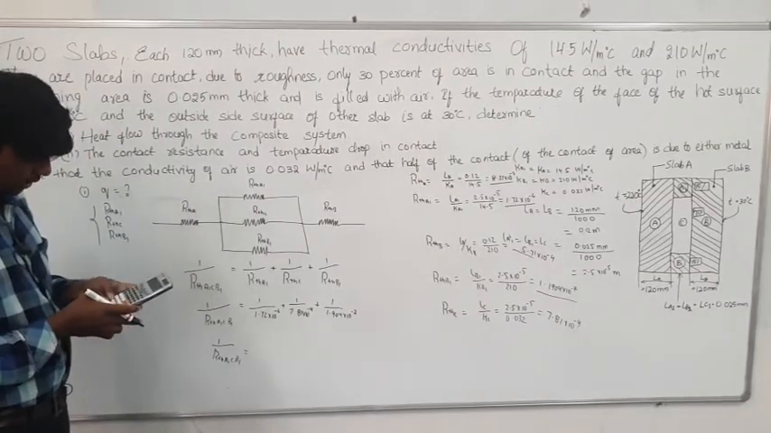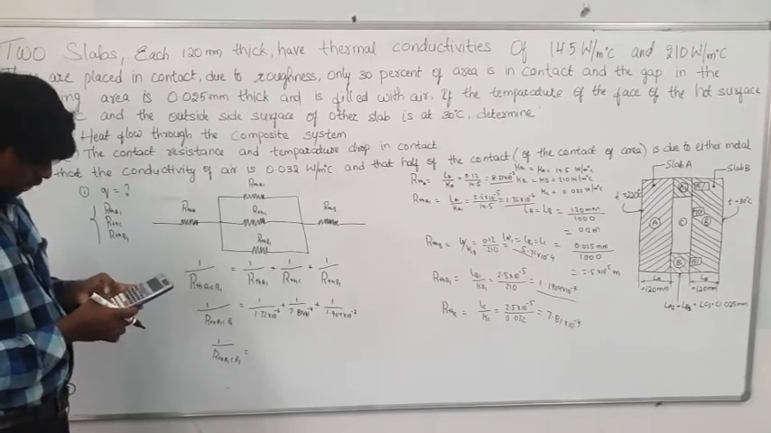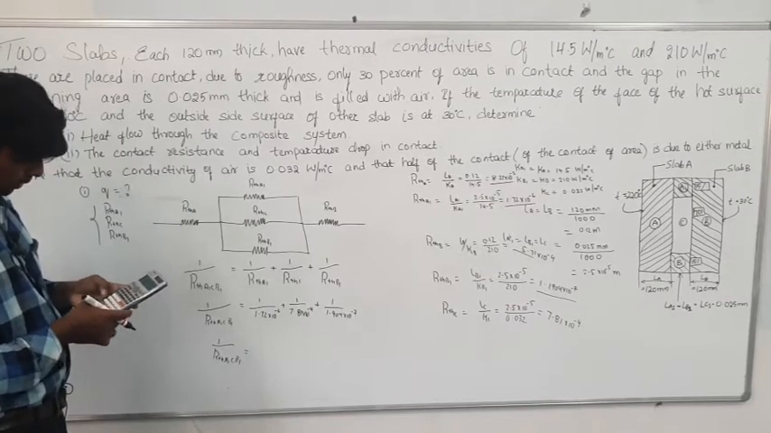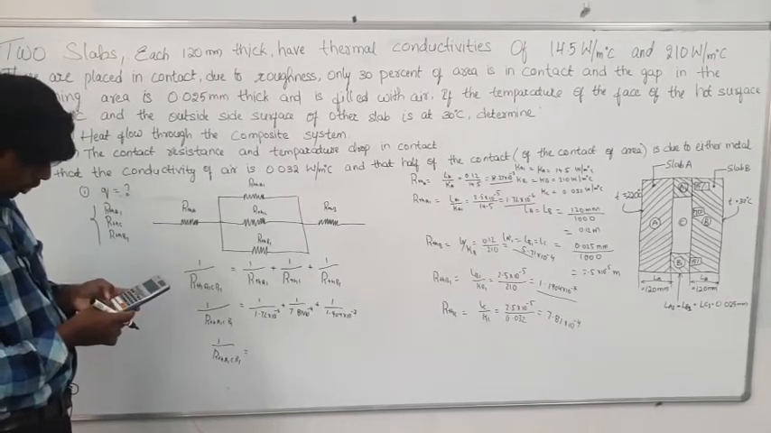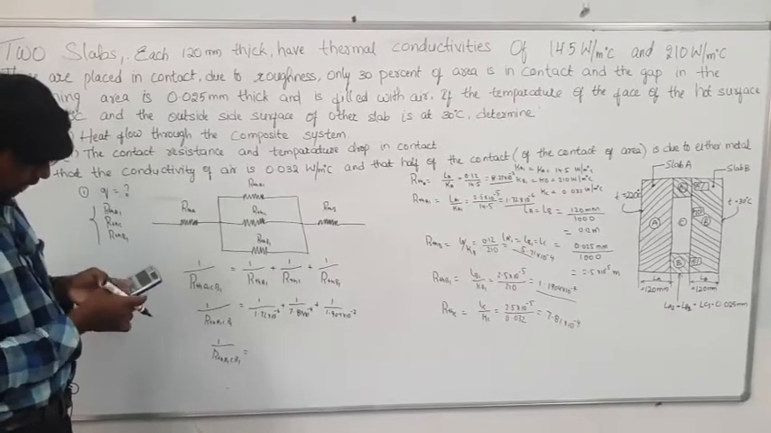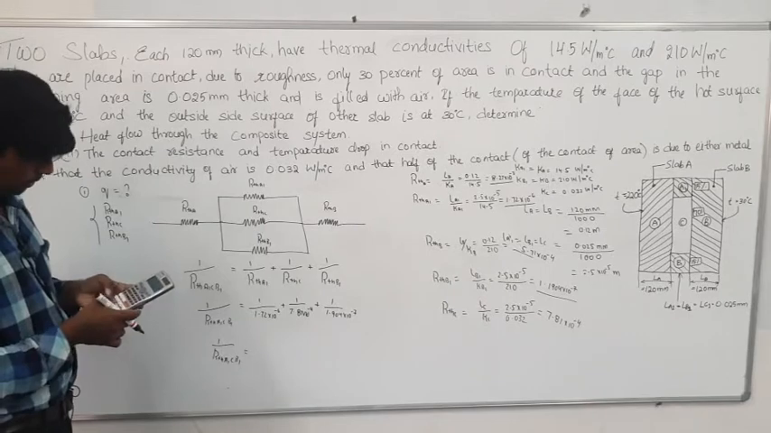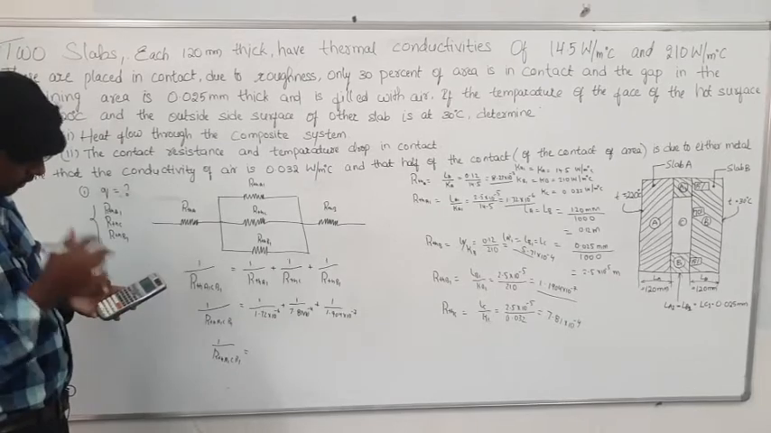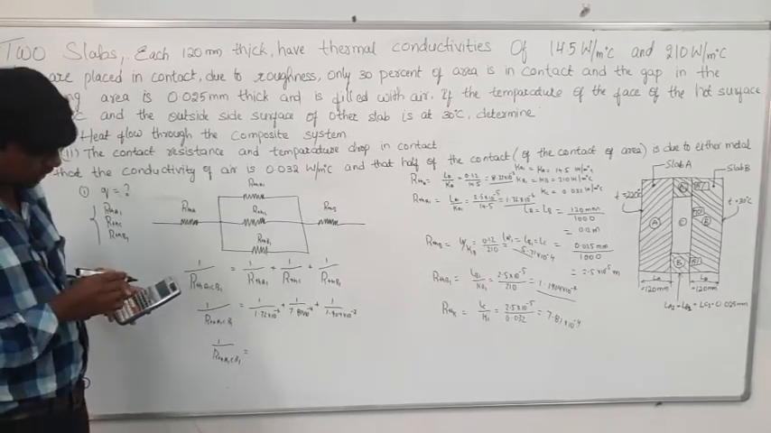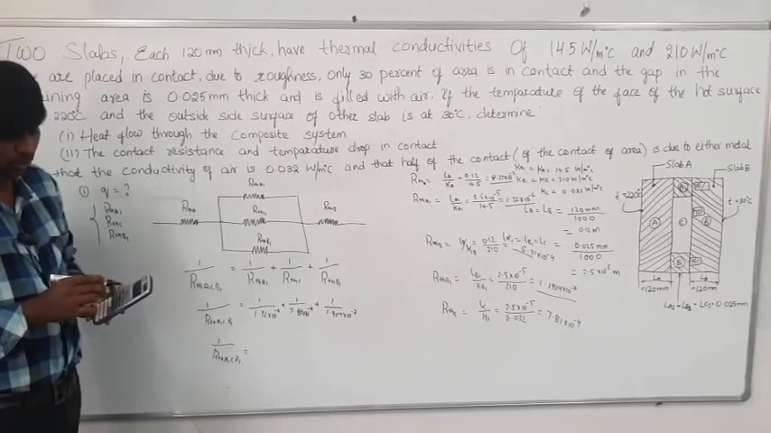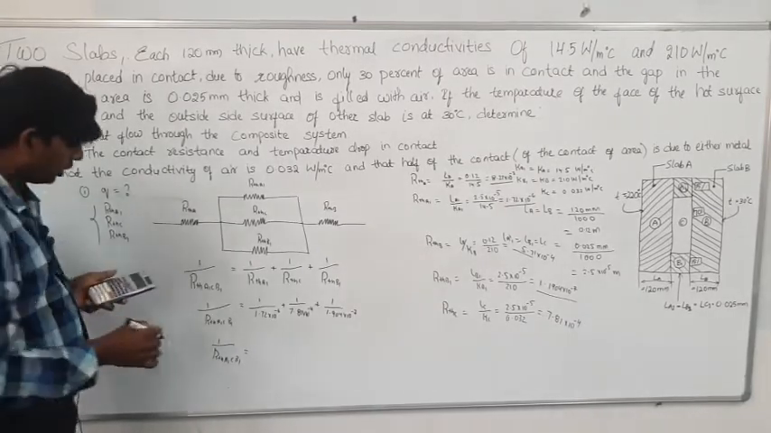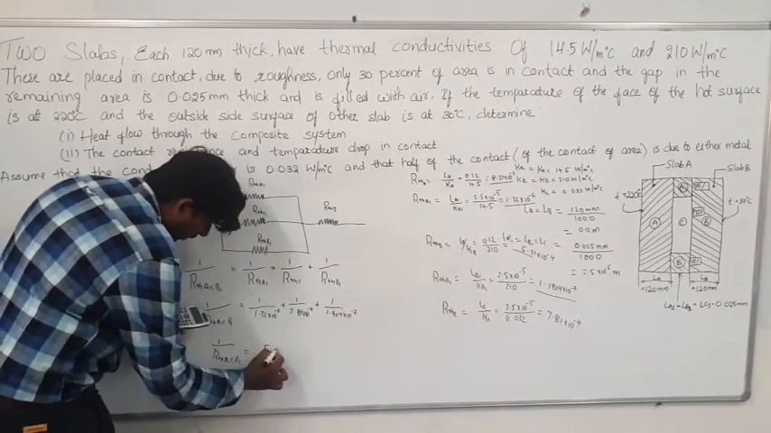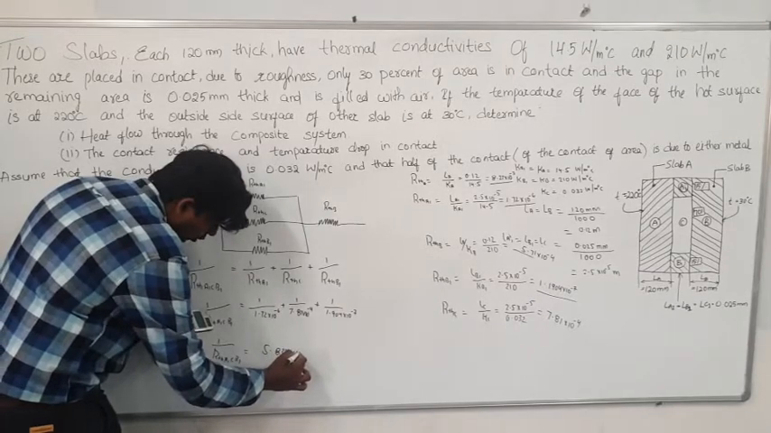1 divided by 1.72 into 10 to power of minus 6. Then next value, 1 divided by 7.8 into 10 to power of minus 4. Then next value, 1 divided by 1.904 into 10 to power of minus 7. If you solve this one, you got something like this, 5834778. Press ENG. So here you got the value 5.834 into 10 to power of 6.